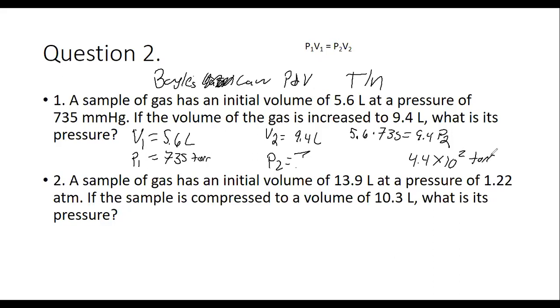I think when you actually do the whole calculation, you should get 437. So when I did this calculation, I got 437 torr. 2 sig figs. So I round up. So it's 3.7, that rounds up to a 4, so 4.4.